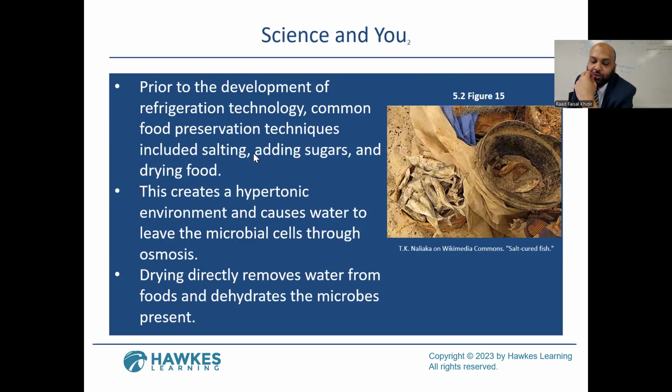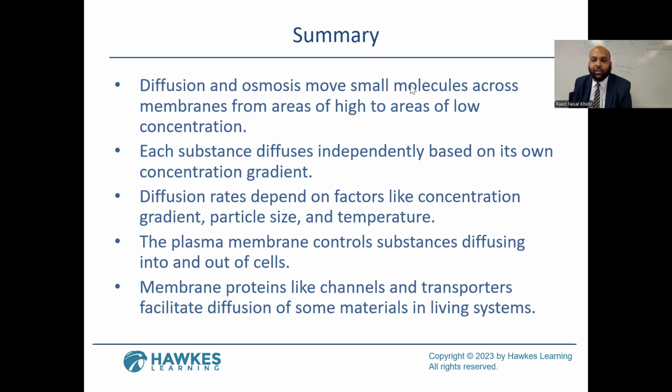And this is our summary. Diffusion and osmosis move small molecules across the membranes from areas of high to areas of low concentration. Each substance diffuses independently based on its own concentration gradient. Diffusion rates depend on the temperature, the particle size, and the gradient. If you have 500 on this side, 300 on that side, water will move from where there is 300 to 500, and the molecules will move from 500 to 300. And you see that in the cell, the concept is the same, but you need tunnel proteins to allow you to go through.